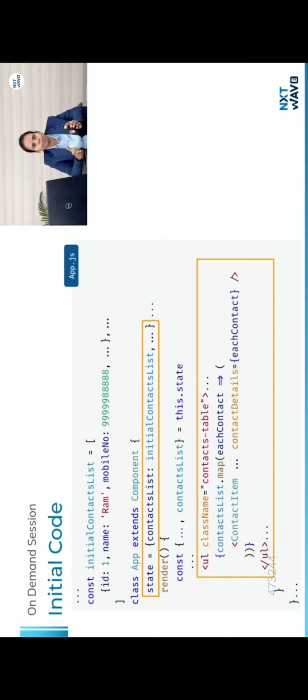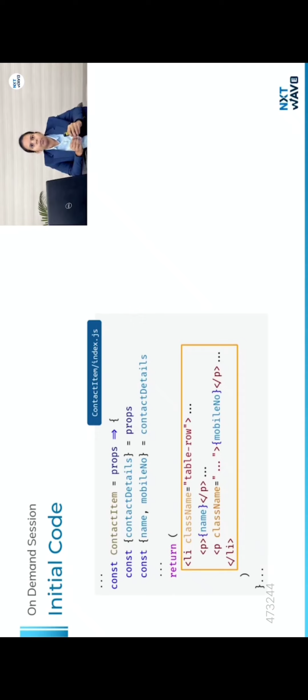Coming to the app component code, you can see that in the state we have the contacts list. That is a list of contact details. Based on the contacts list in the state, we are displaying the contact items. You can see we are making use of the contact item component and we are displaying the contacts list below. So this is the app code.